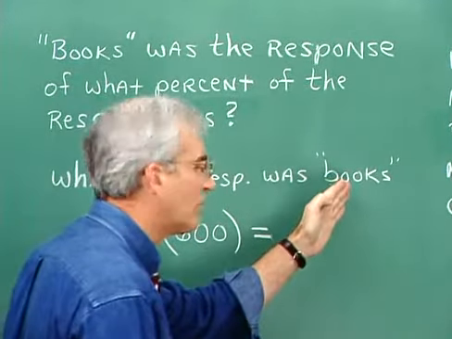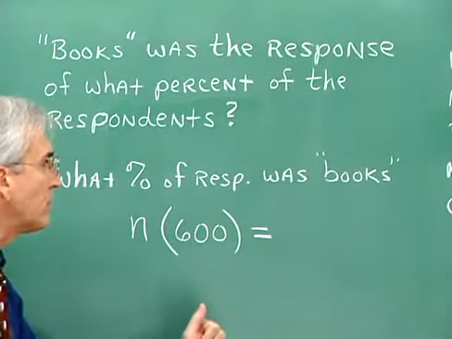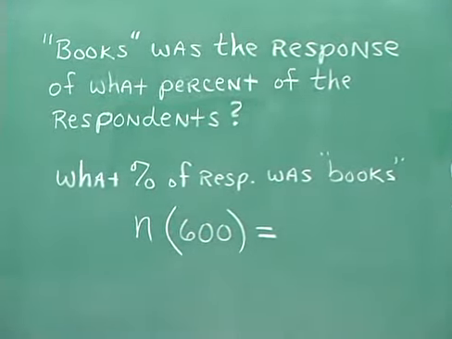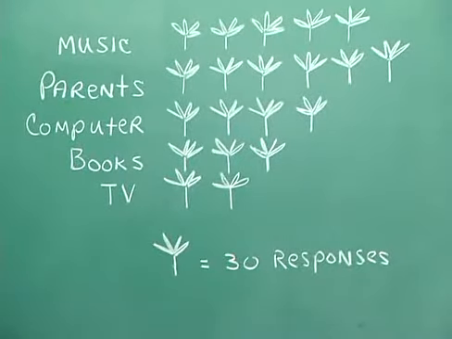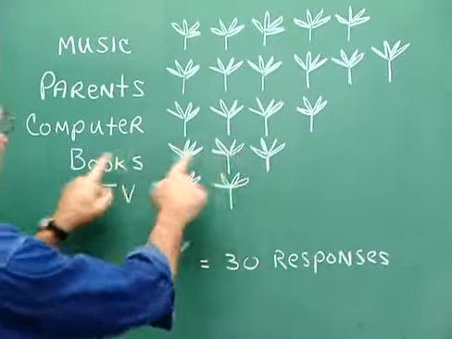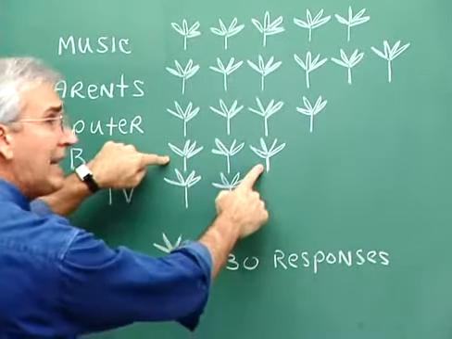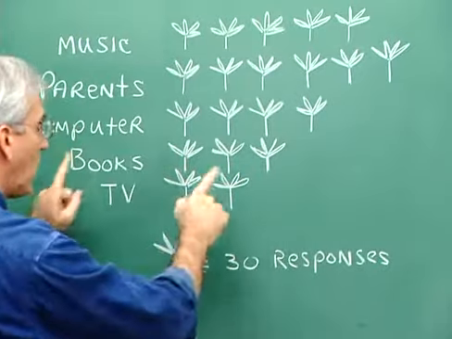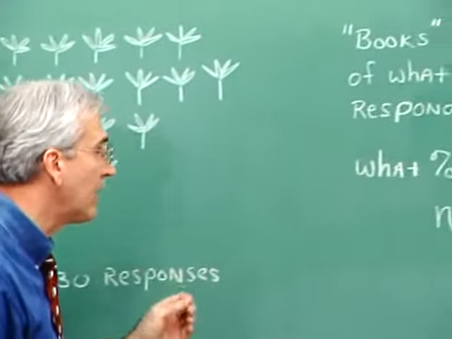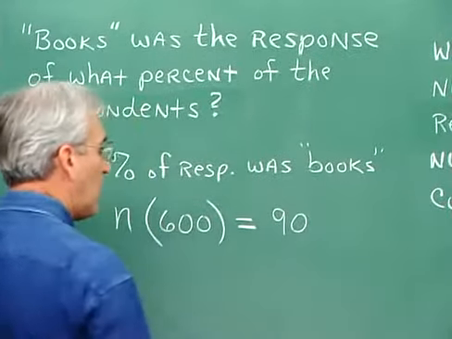The respondents for books. Well, we would have to go over and look at the number of respondents for books. Let's slide back over here and look at that. There are 3 figures associated with books. Each one of them is 30. So 30, 60, 90 respondents were for the books. Let's go back over here and put that information in. So we put 90 here, and now we'd like to solve for N.